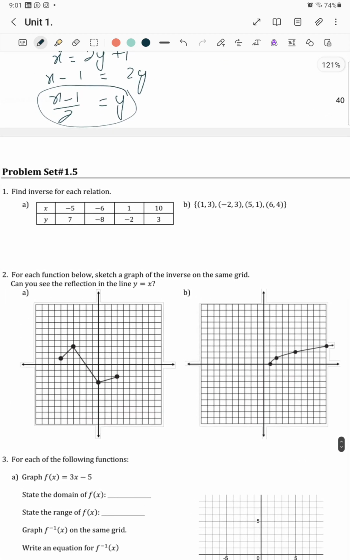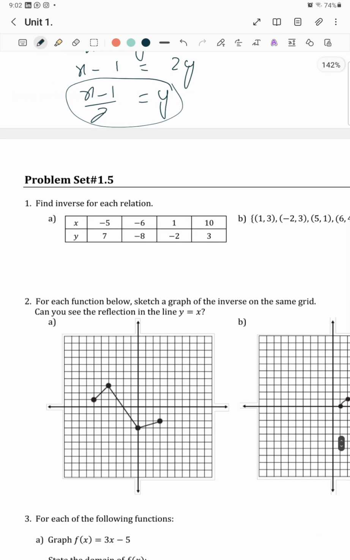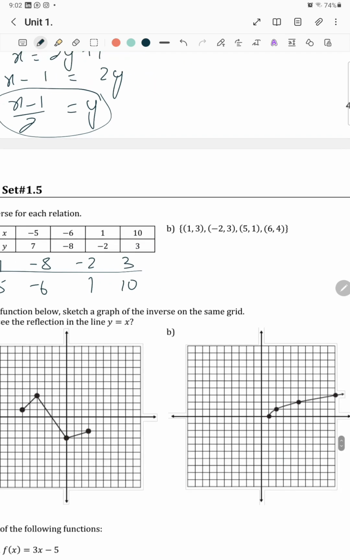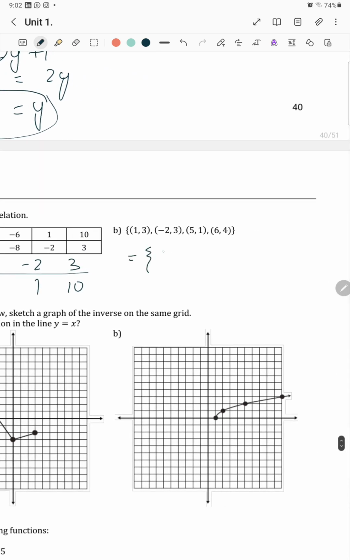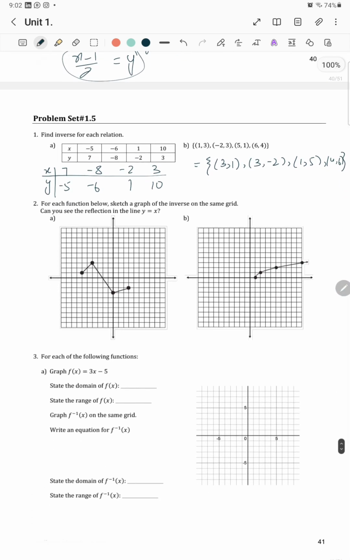Find the inverse for each of the relations. Just do the opposite. For each function below, sketch a graph of the inverse on the same grid. Can you see the reflection in the line y is equal to x?